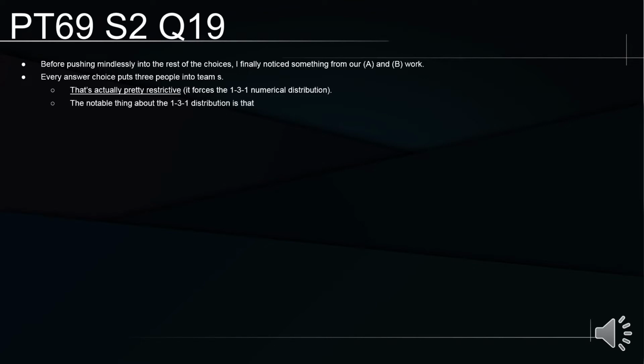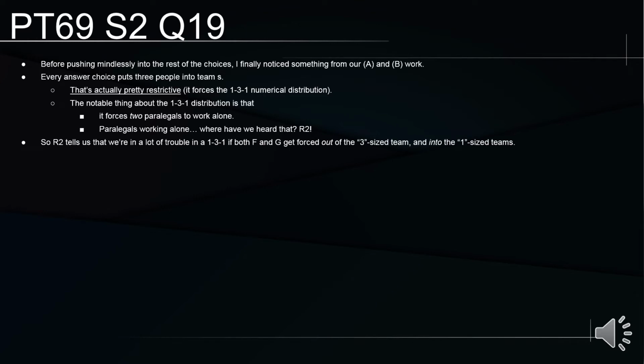The notable thing about the 1-3-1 distribution, like I've been saying, is that it forces 2 paralegals to work alone. Whoever ends up on Team R, as we saw in answer choice A and B, is alone. And whoever ends up on Team T is also alone. Paralegals working alone. Where else have we heard that? Turns out we heard about that in Rule 2. Rule 2 specifically is about the paralegals F and G working alone. Specifically, F has to work alone or G has to work alone. One of those two always has to be alone. We just can't have both of them be alone at the same time, as the rule says.